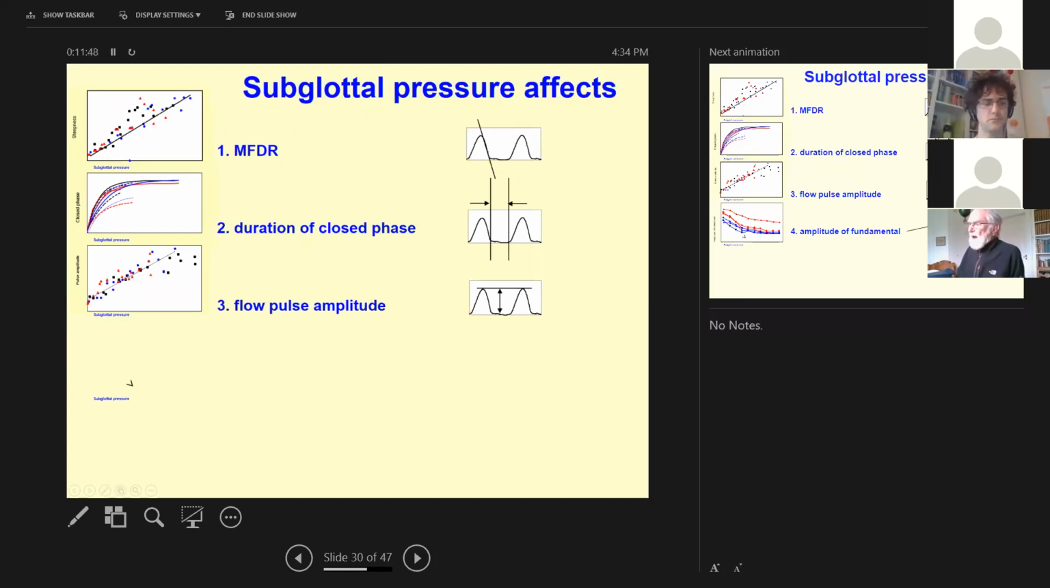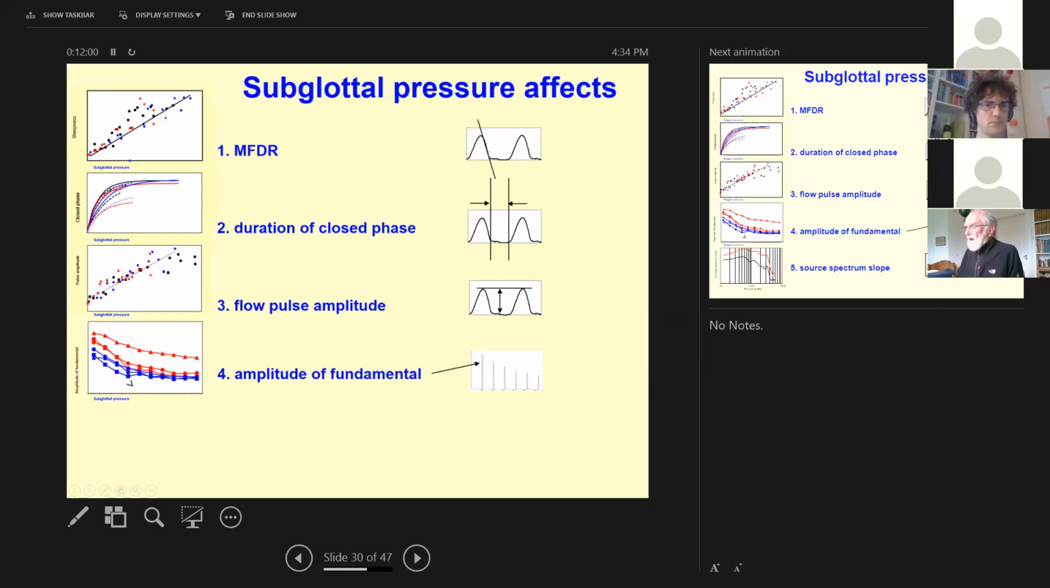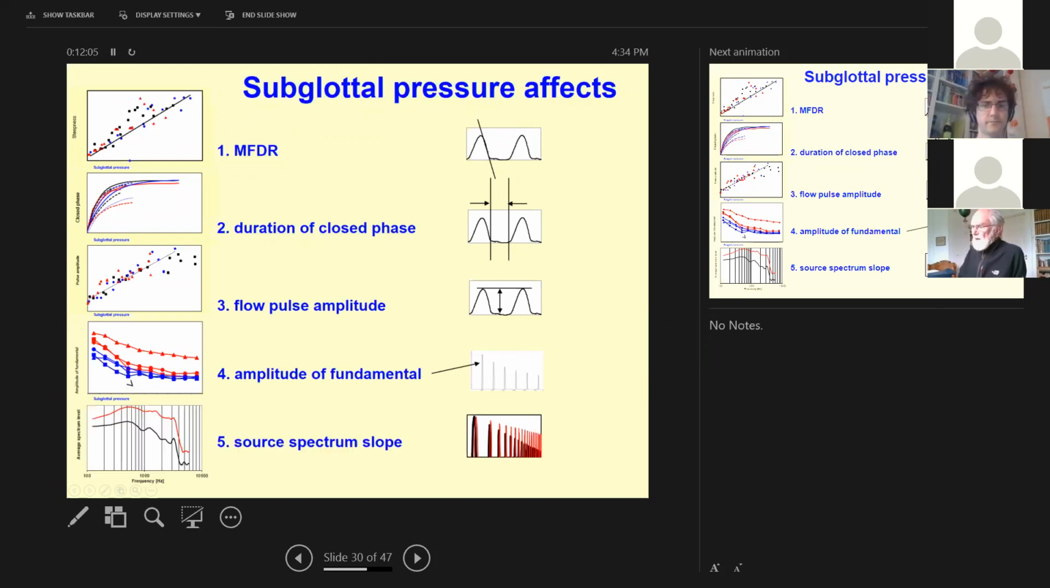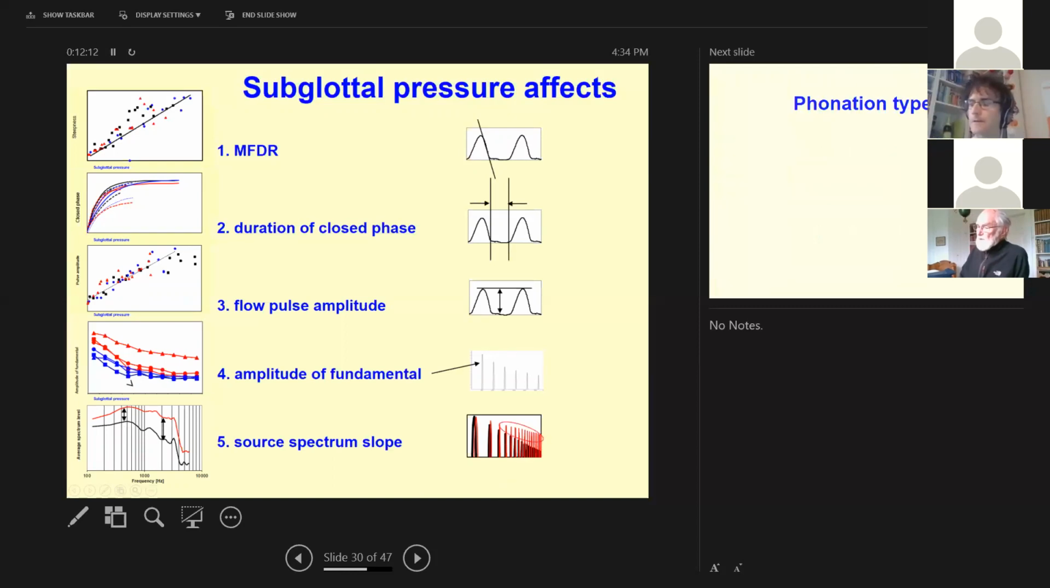The amplitude of the flow pulse we have here versus subglottal pressure. So that is also very much affected by subglottal pressure, as you saw in the demo. And here we have the amplitude of the fundamental. I will return to that in a little while. And then I also just mentioned the effect on the source spectrum. The growth here at 3 kilohertz or 2 kilohertz is much greater, because the source spectrum slope is very much dependent on subglottal pressure.